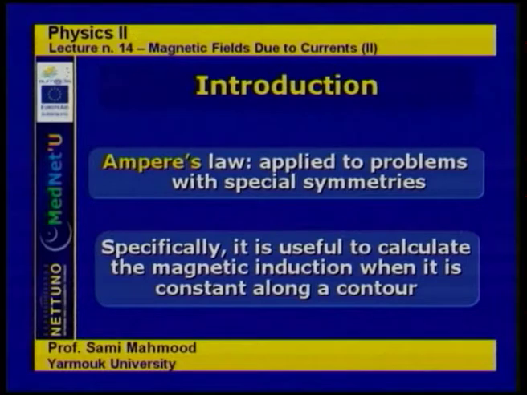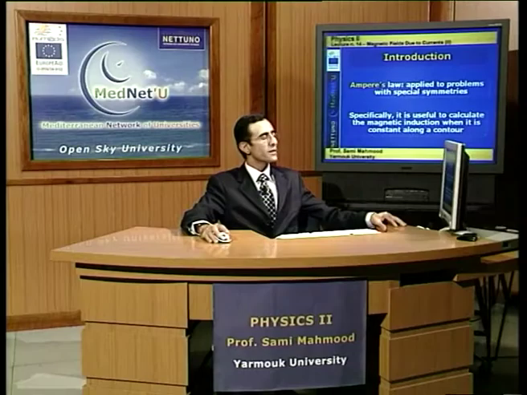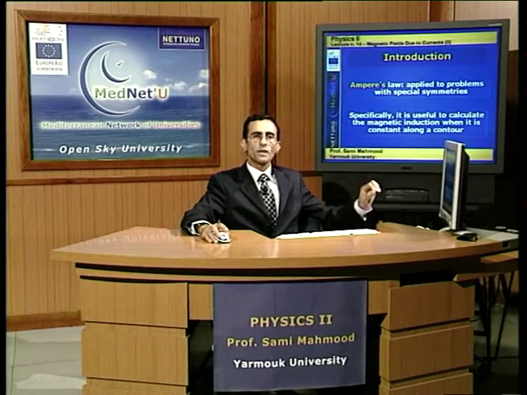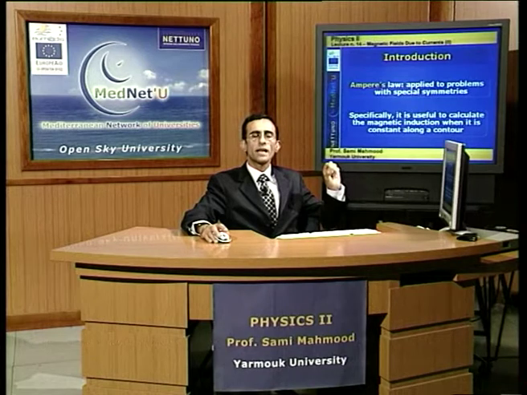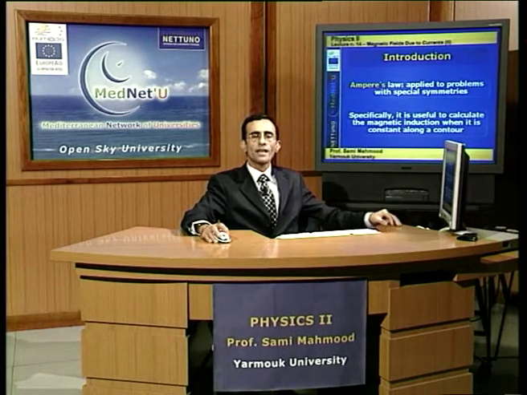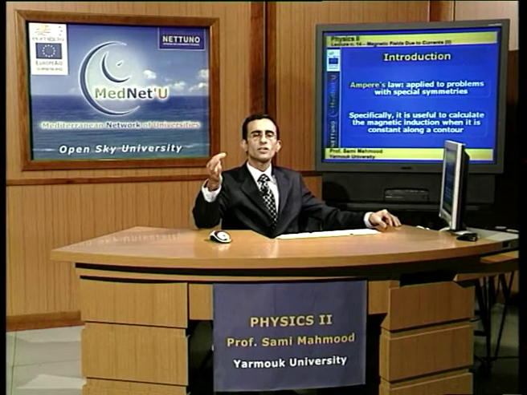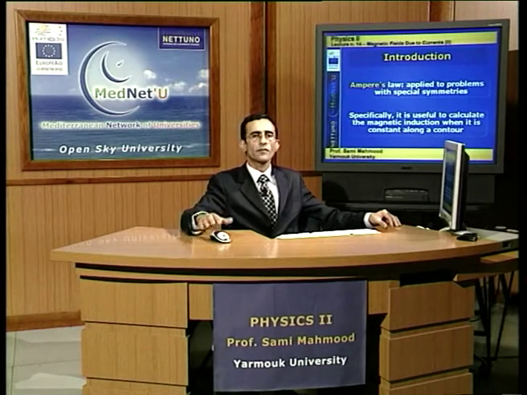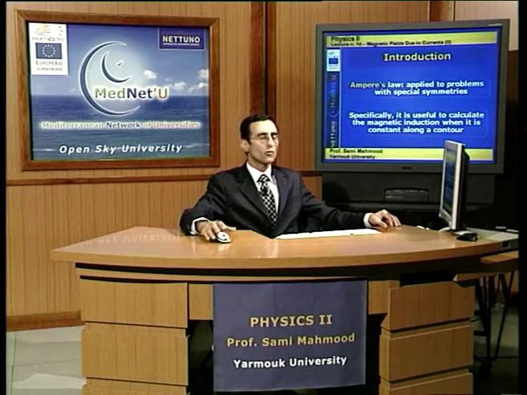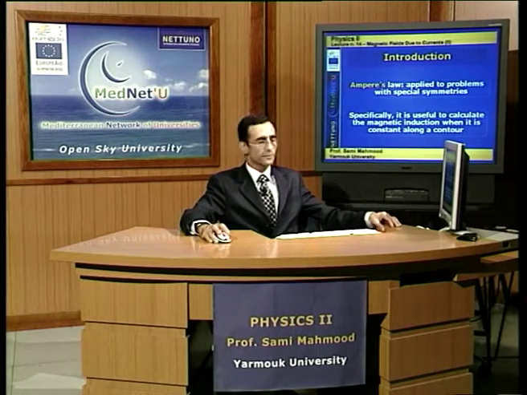specifically if we can find a simple contour over which we can do an integral, and if the magnetic field induction is constant along that contour, then Ampere's law becomes significantly important and simple in calculating the magnitude of the magnetic field. And then the direction of the magnetic field can be deduced from the right-hand rule at any point in space.